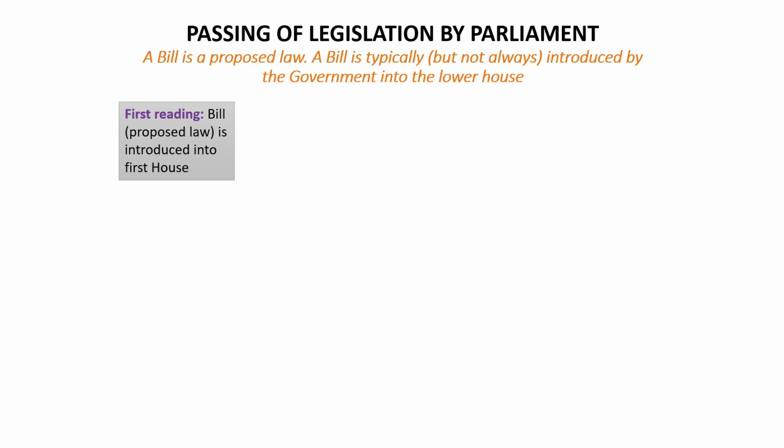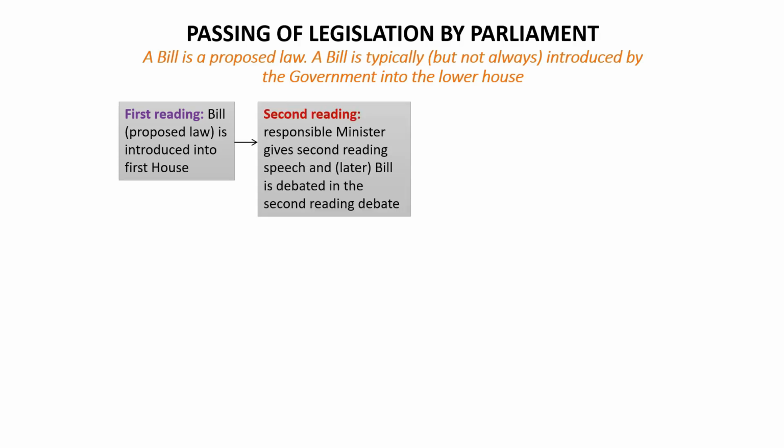Note that even though we refer to the bill as being read, the bill is not actually read out in Parliament. The second stage in the passage of a bill through Parliament is the second reading. There are two parts to the second reading. These are the second reading speech and the second reading debate. The second reading speech is given by the responsible minister and is often made shortly after the bill passes the first reading. In the second reading speech, the responsible minister outlines the purpose of the bill and the reasons the House should pass the bill.